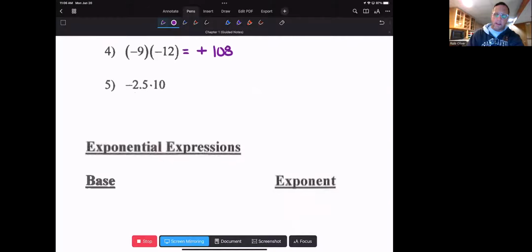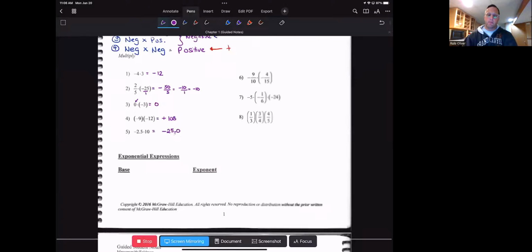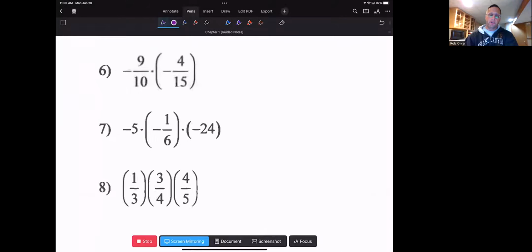For number 5, we've got a negative times a positive. That's going to be negative. And then 2.5 times 10 is 25. The decimal basically just moved over 1 place to the right. All right, moving along here, number 6.